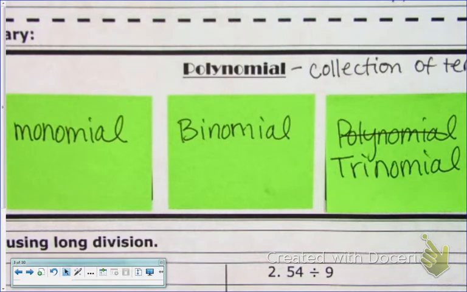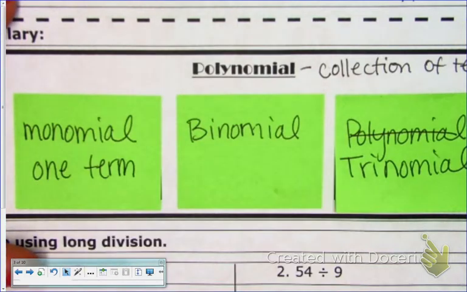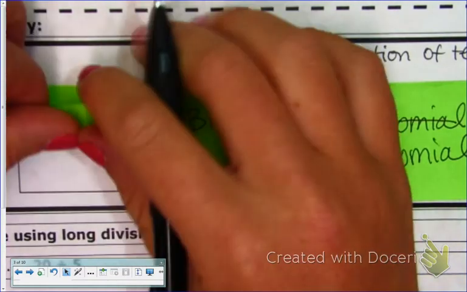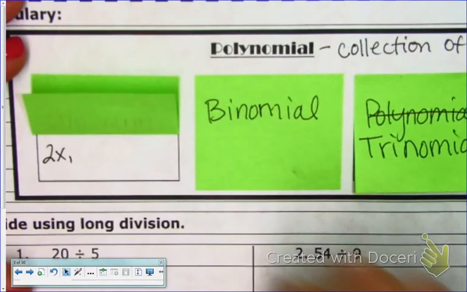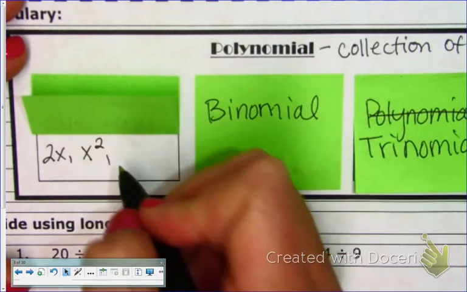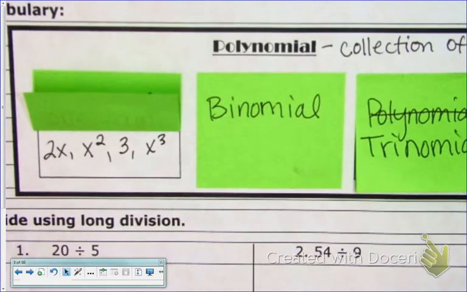So what do you think a monomial is? One term. So a monomial is one term. So we're going to give some examples of that. So an example of a monomial. Nope. That's a binomial. X squared, 3, x cubed. They are monomials because they are only one term. Okay, they are only one term.